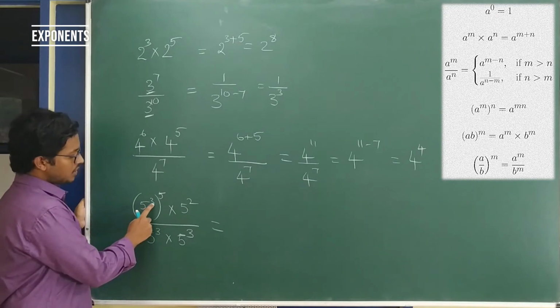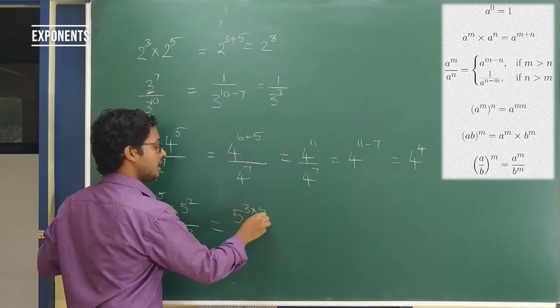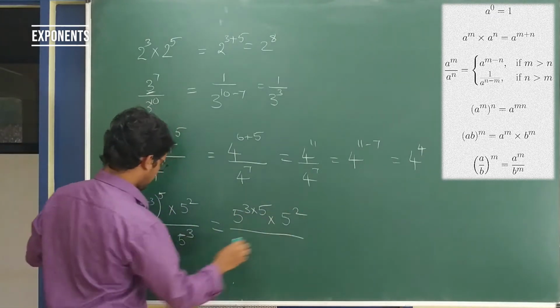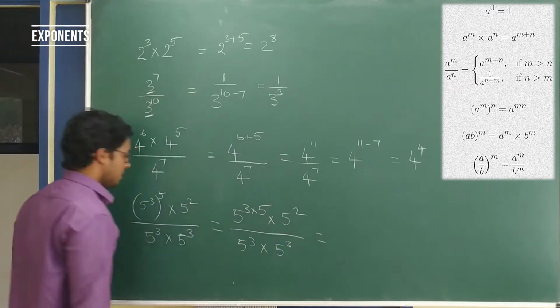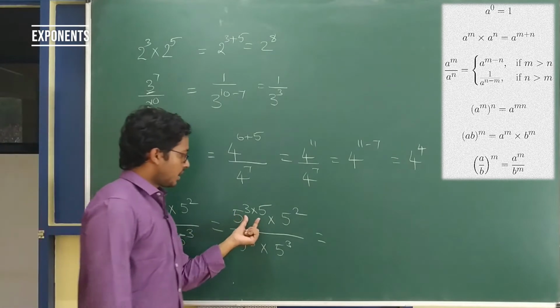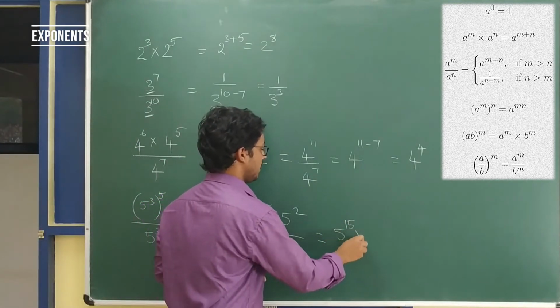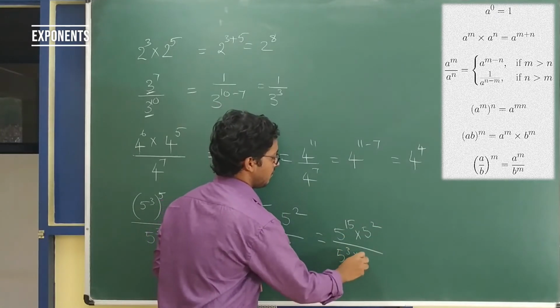So it will be 5 raised to 3 whole raised to 5, which will be 5 raised to 3 into 5, and the remaining terms you can keep as they are. We can simplify them later. Divided by 5 raised to 3 into 5 raised to 3. Okay, so let's see this one. What is this? 5 raised to 3 into 5 will be 5 raised to 15 into 5 raised to 2, divided by 5 raised to 3 into 5 raised to 3.